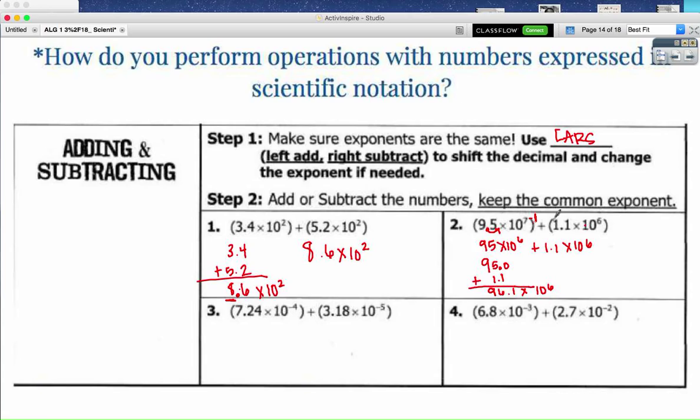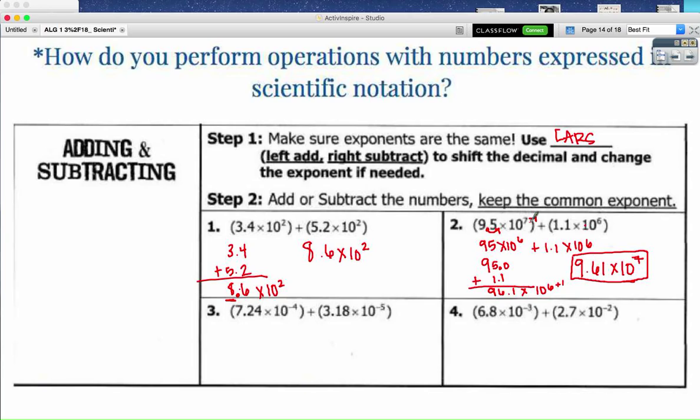Well, because I chose to make them both into 6s instead of 7s, I have to watch my final answer here because I accidentally have 2 digits to the left of the decimal. So to fix that, I have to move this decimal 1 back to the left. Remember, to the left means to add, so my actual final answer in proper scientific notation is 9.61 times 10 to the 7th power. It was 6, but because I moved it to the left one, I had to add 1, so my final answer is 9.61 times 10 to the 7th.